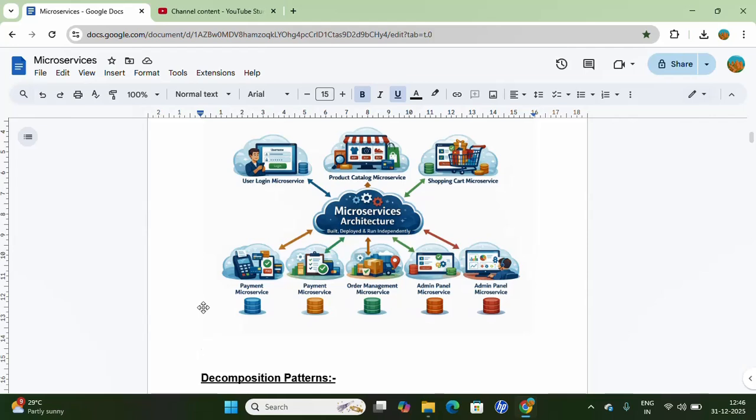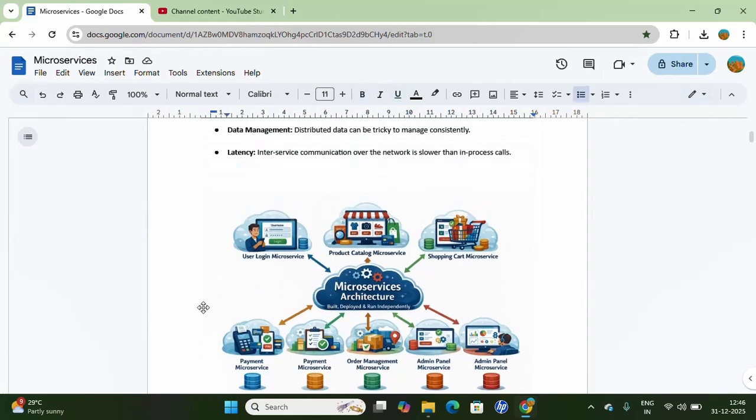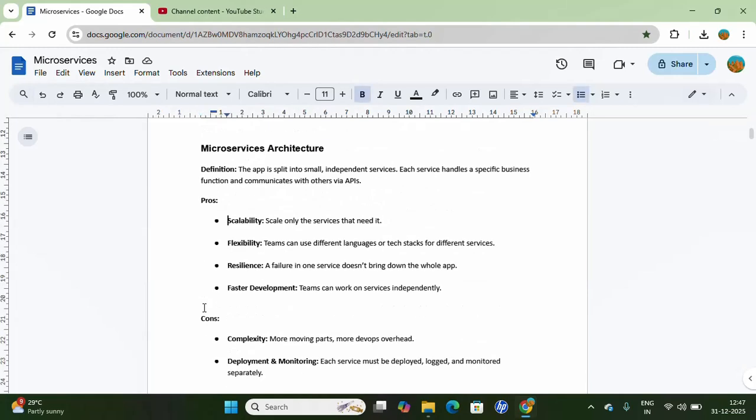Remaining, I don't need to scale it. I can scale only one specific service which has more traffic. That is possible in the microservices case. Next one is flexibility. What do you mean by flexibility?